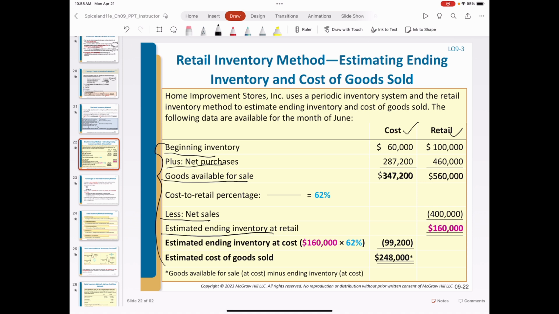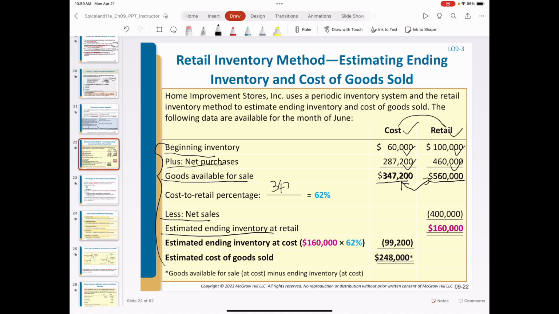The beginning balance of inventory at cost is 60, and its retail value is 100,000. The cost of purchase is 287,200, and the retail value of the purchase is 460,000. So the goods available for sale at cost is 347,200, and at retail value 560,000. The reason we track these two pieces of information is that we can use these two numbers to build up the relation between cost and retail.